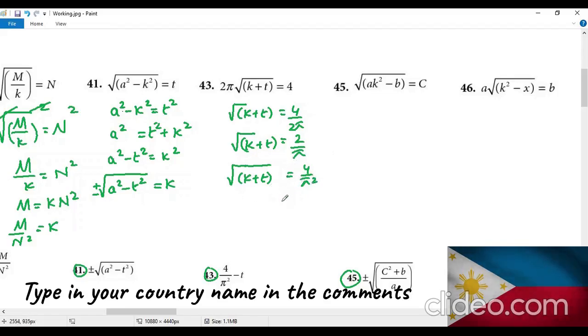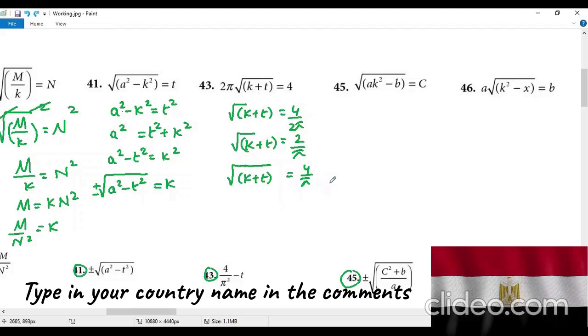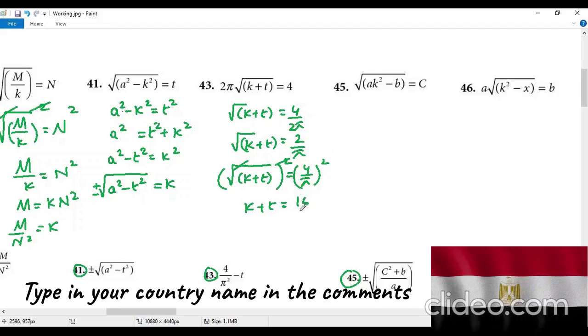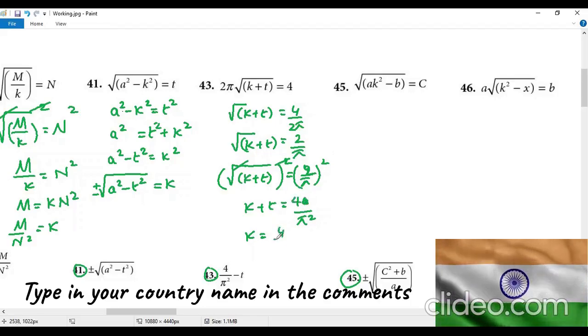And now, 4 over pi. Now we are going to square both the sides and get rid of the radical sign. So k plus t equals 16 over pi square, and it's going to be k equals, actually it's a 4 over pi square minus t, which is going to be your final answer.